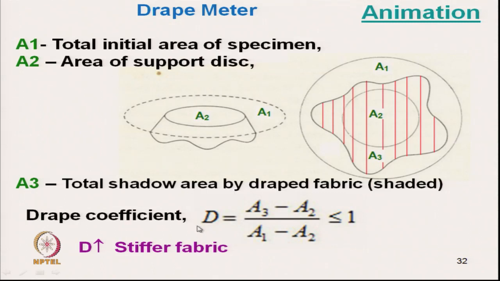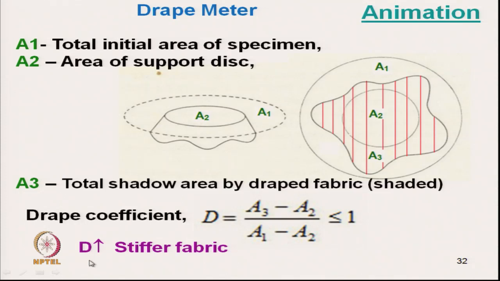The drape coefficient D is A3 minus A2, the projected area, divided by A1 minus A2, that means the difference of area between the actual fabric and the support disc. So, if we know these values, we can calculate the drape coefficient.